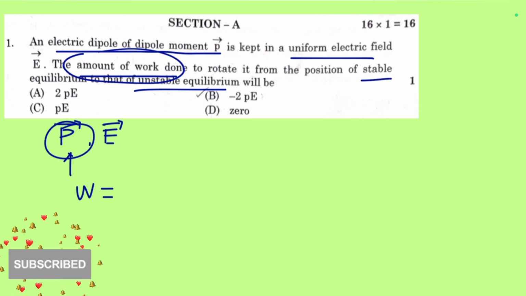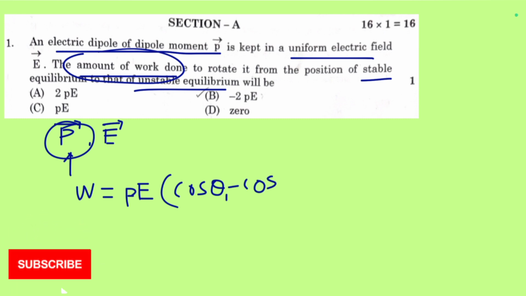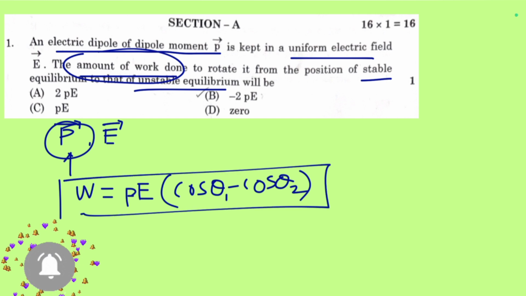For this, the formula is a very easy one: the work done on the dipole will be given by the dipole moment multiplied by the strength of the electric field, in bracket, cos theta 1 minus cos theta 2. This is the basic formula that you should know for this question.